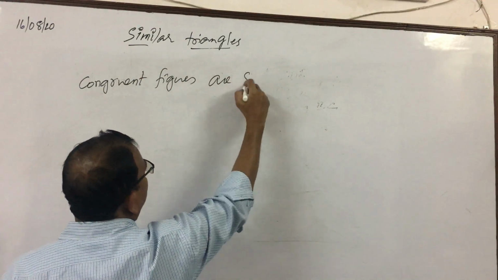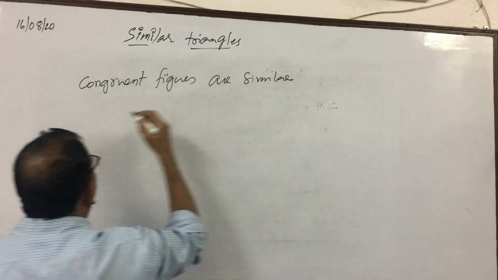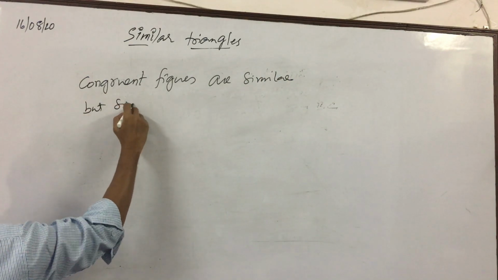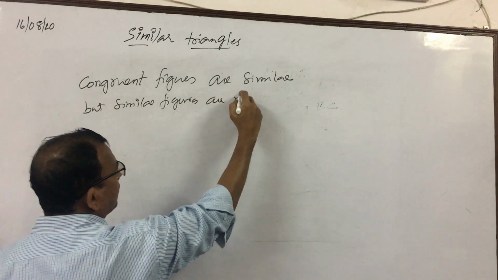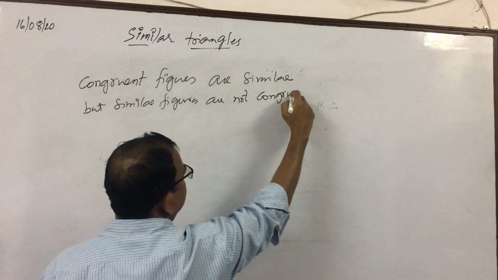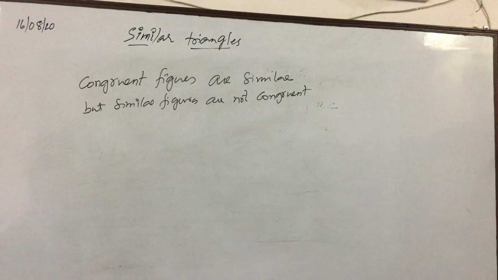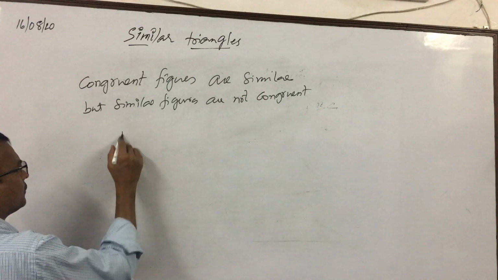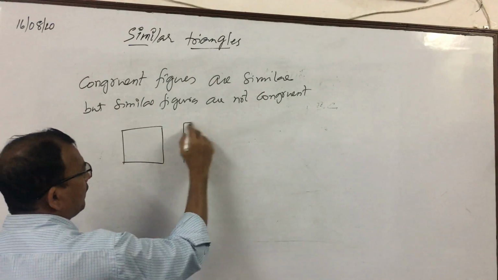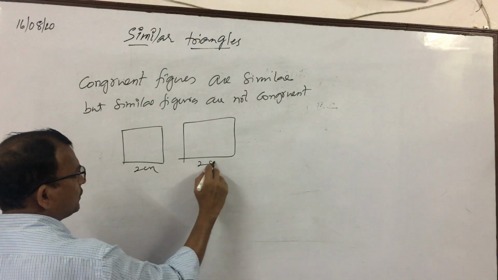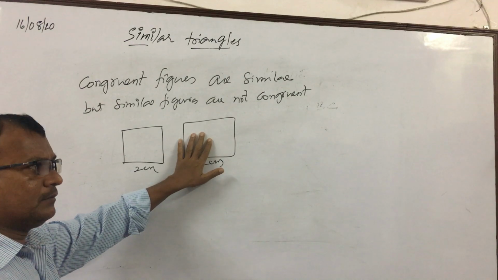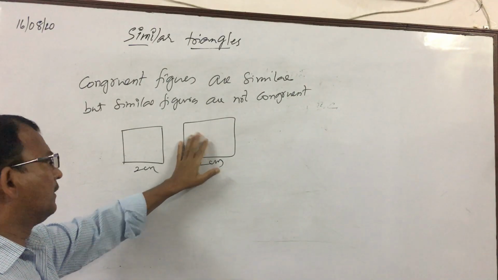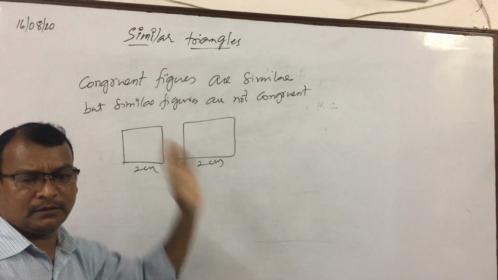Congruent figures are similar, but similar figures are not congruent. Now let us take a square. This is also a square, 2 centimeters, 2 centimeters. So triangles with the same sides are congruent. Triangles with different sides are similar. Thank you all.